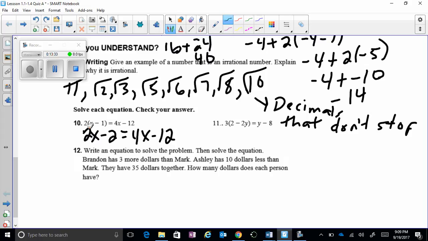trying to isolate x. Now here I have an x on both sides. So the key is I want to make it a 0. I can make the 2x a 0 by subtracting 2x, or I can make a 4x 0 by subtracting 4x. Either way would be okay, as long as you realize that you need to use the subtraction property.